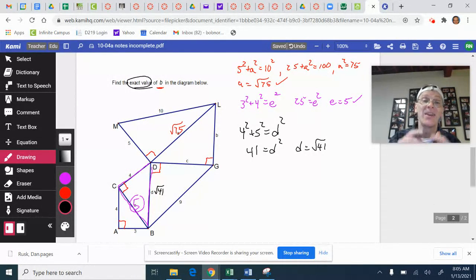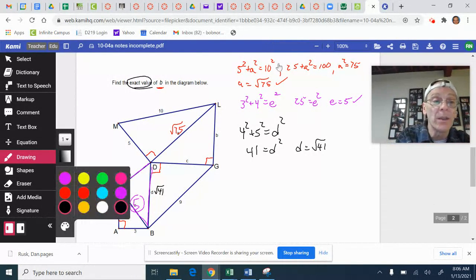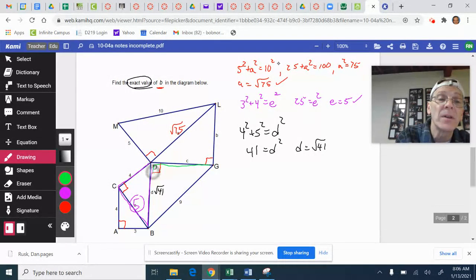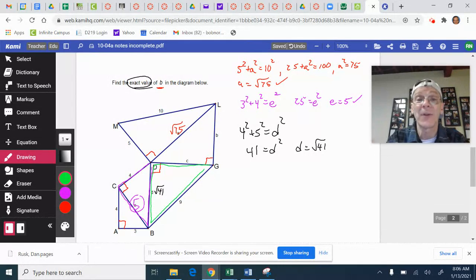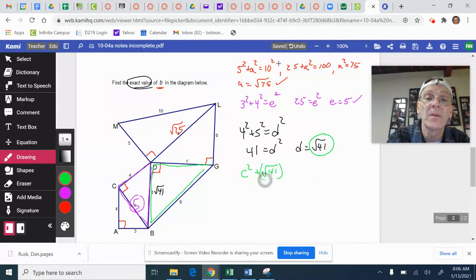Right? And now that I've got the square root of 41 in, let's get a different color here in the picture. Now I've got this triangle here where I've got 2 out of the 3 sides. So I can find the C. So now watch, here's where not simplifying or turning this into a decimal pays off. Because now I'm going to write C squared plus square root of 41 squared is equal to 9 squared.